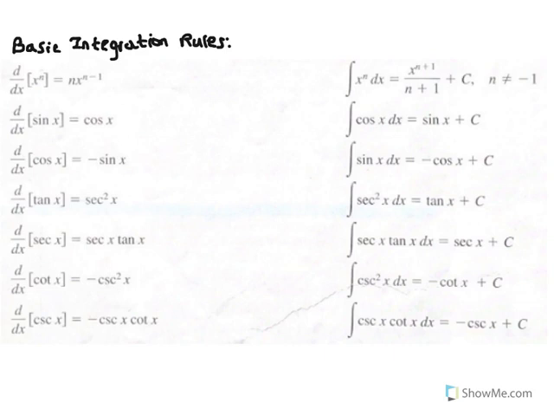Here we have a list of some basic integration rules that correspond to differentiation rules that we've learned. We just looked at this particular one. The indefinite integral of cosine x dx is sine x plus some constant of integration. That's another vocabulary term. This c is called a constant of integration.